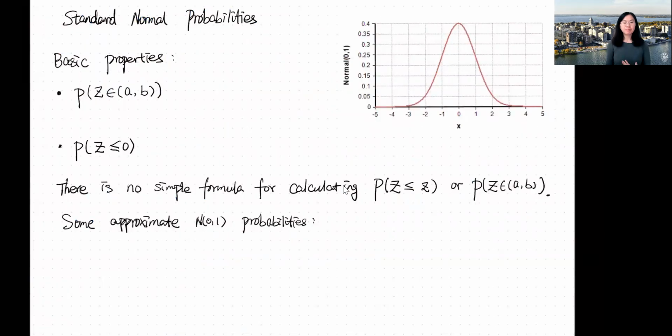So now let's talk about how to calculate standard normal probabilities on certain intervals. There is no general simple formula for calculating the probability that a standard normal random variable belongs to any interval, open interval, one-sided interval, or two-sided interval. But there are some basic properties that result from the shape of the probability density function that will be helpful for us to calculate those probabilities.